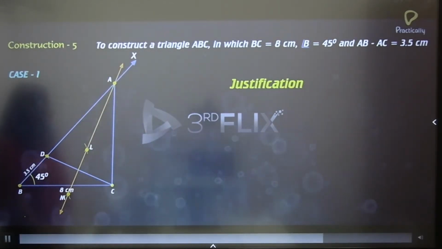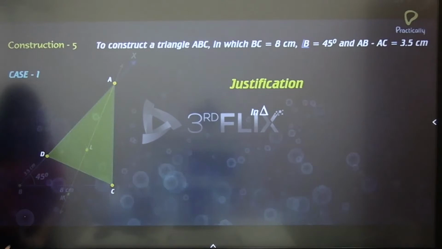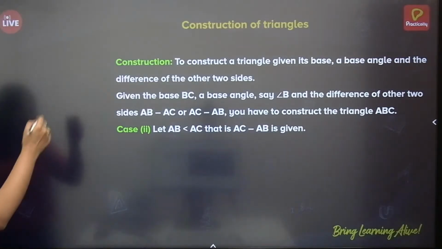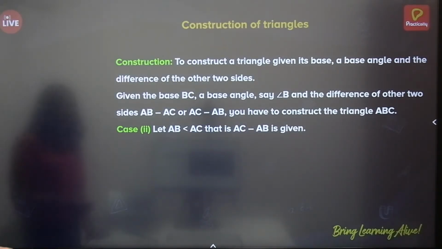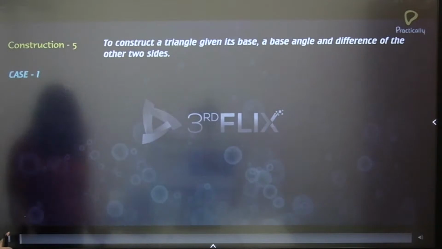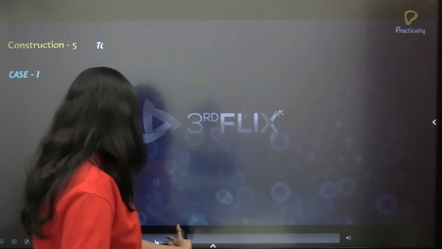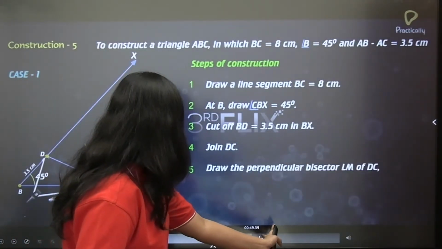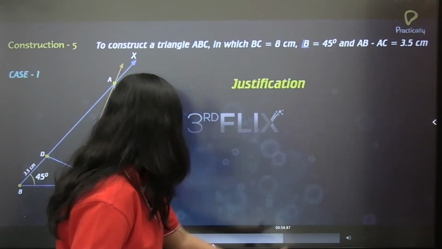Join AC, then that is the required triangle. So triangle ADC is the required triangle. And these are the steps of construction which we have seen. Now we will also see the justification to it. Okay, so let me just start from justification.